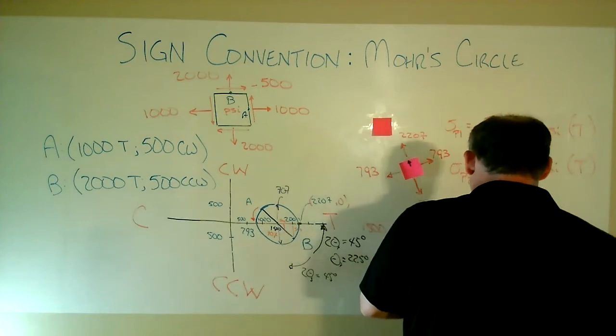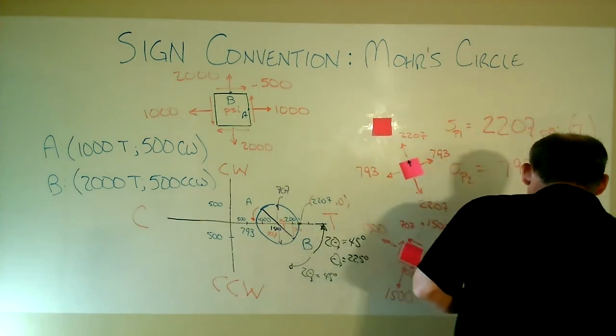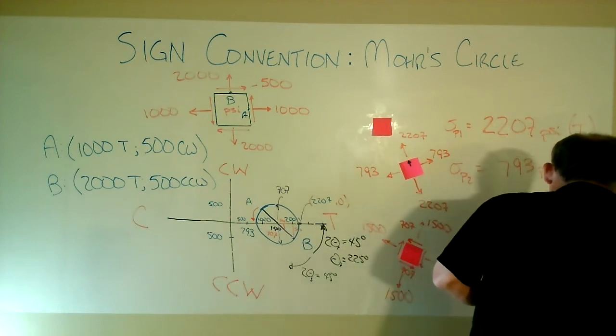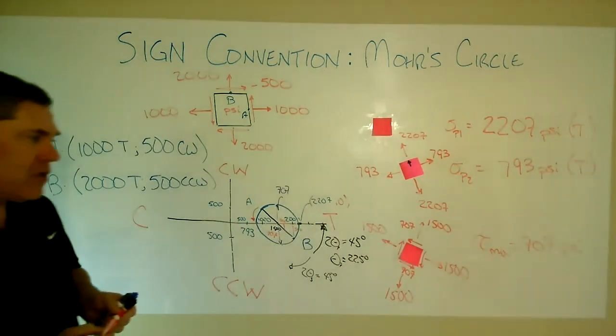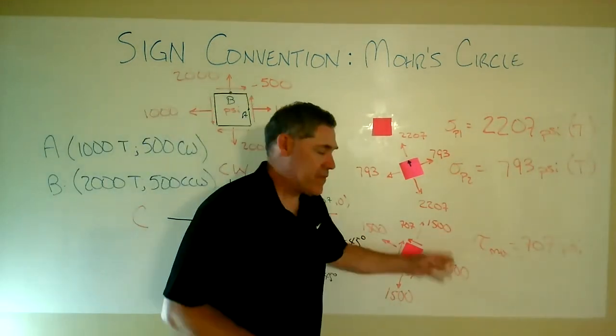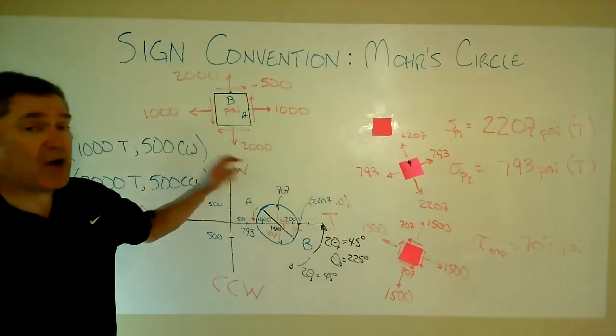And I think for completeness sake, we ought to at least write that down. Tau max equals 707 psi. And then the normal stresses associated with that are both at 1500 and in tension, right? So wow, that's a whole lot of things.